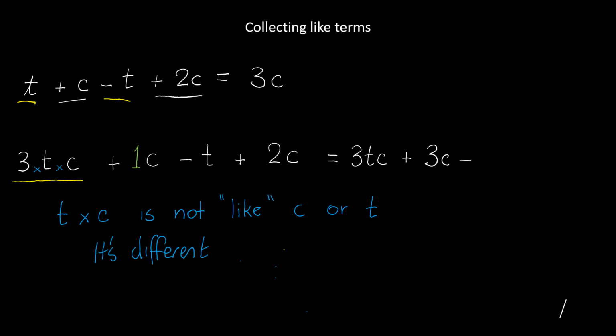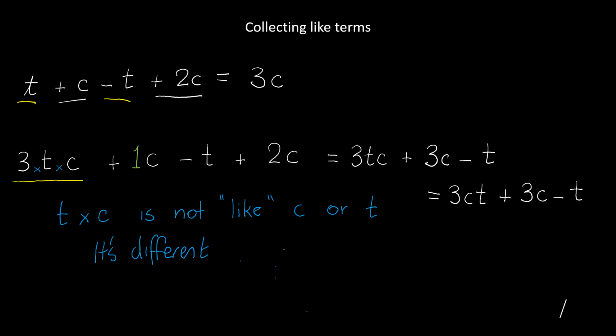And I've got minus 1T. And so when I collect like terms on this expression, I get 3TC plus 3C minus T. Often, when we're working with letters in algebra, we write them in alphabetical order inside each term. So you'd be more likely to see an answer of 3CT plus 3C minus T. It doesn't actually matter because when I multiply, I can put my numbers in either order and get the same answer. 3 times 4 is 12, and 4 times 3 is also 12. So in the same way, T times C is the same as C times T.